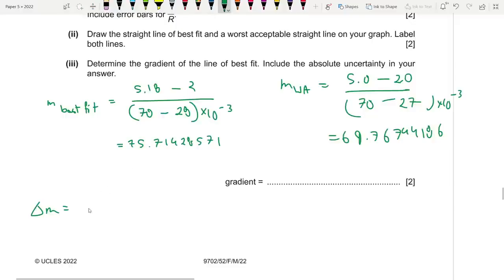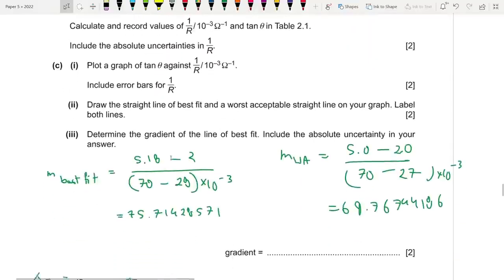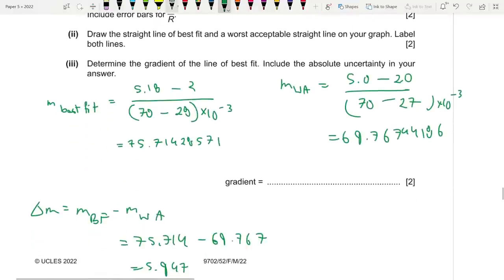Okay, now we want to find the uncertainty of the gradient. So just choose the bigger one minus the lower one. So m best fit minus m worst acceptable. That's 75.71428571 minus 69.767. We're getting 5.947. So remember, in AS, uncertainty could only take one significant figure. It's not like that in A2 in paper 5. It can take more than one SF. So we can just go for this.